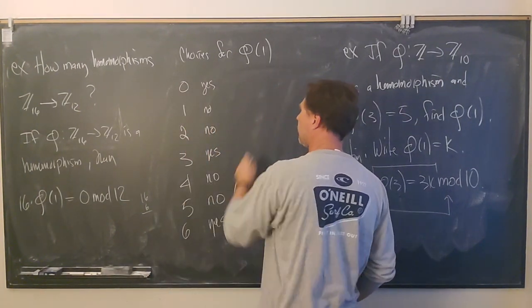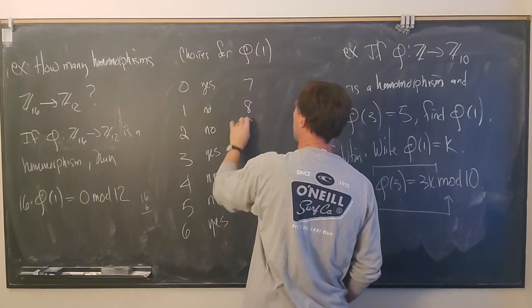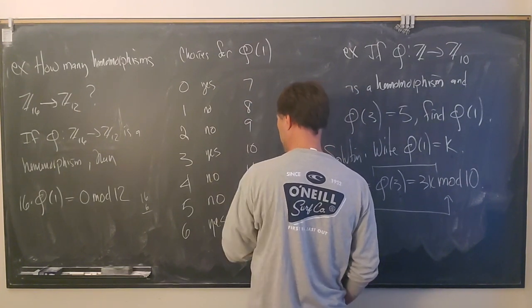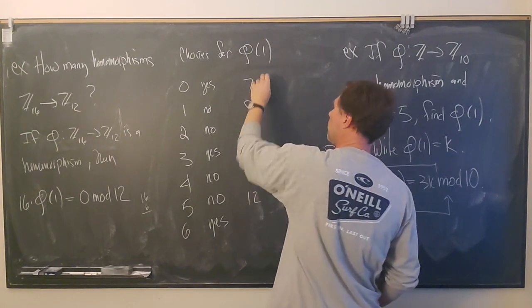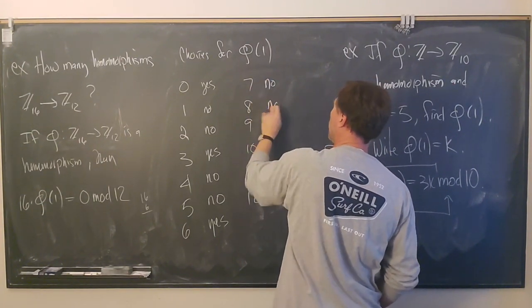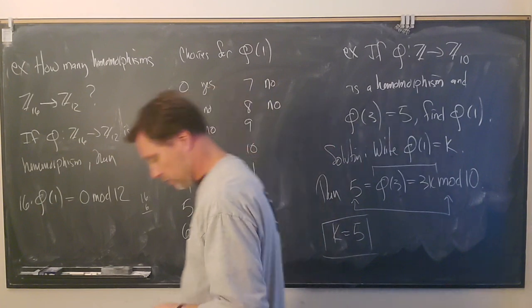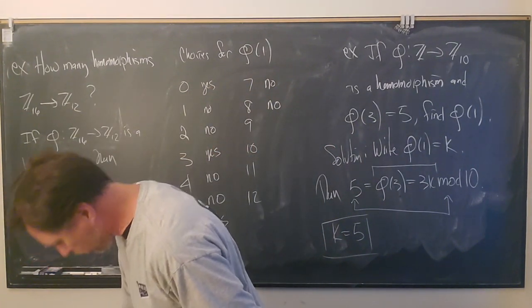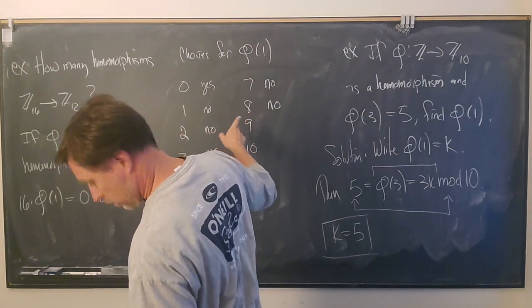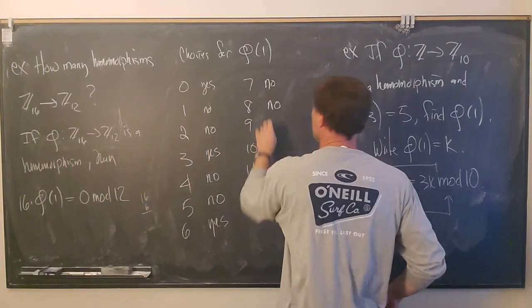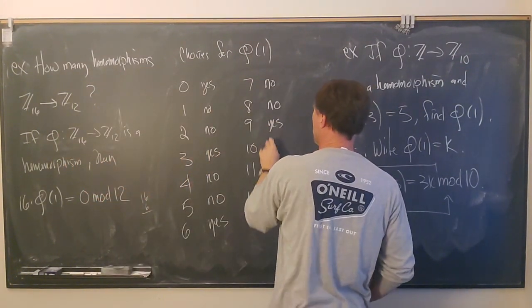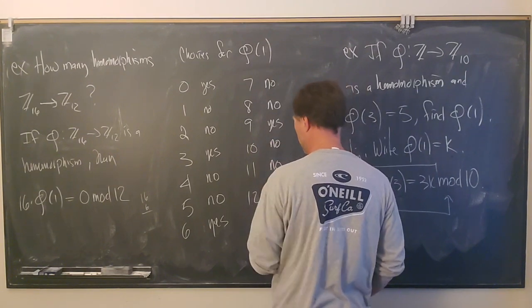Who else do we have? So there's 7, 8, 9, 10, 11, and 12. And you can check. Let me just be careful here. All right, it goes yes, yes. Oh, no. It goes no on 7. 8 is a no. 9 is a yes. No, no, and then, oh, there's no 12.